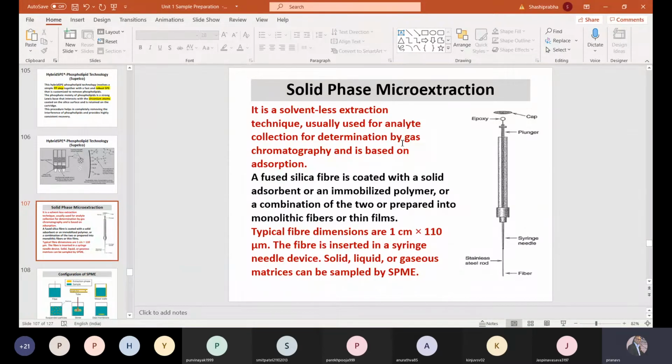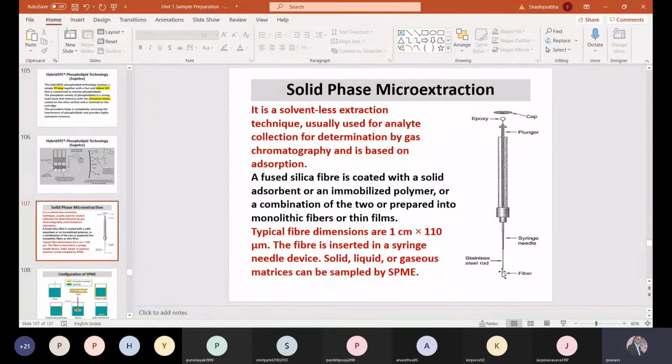And then how does it happen? This is how the equipment looks. Now you have a simple device which looks very similar to a syringe, but it has a needle and a rod also. Just at the end of the needle, you have a fiber.